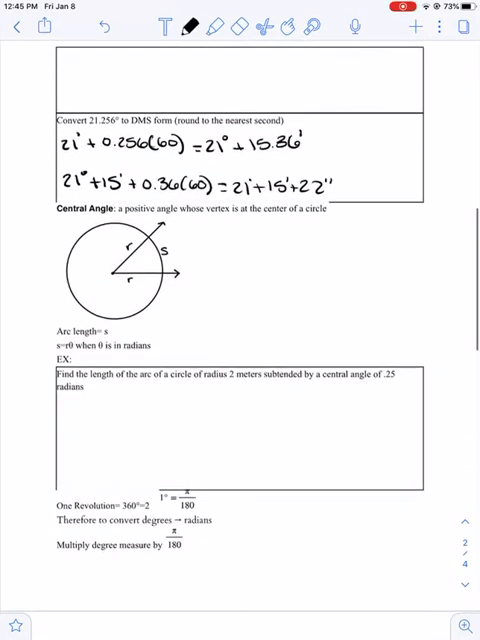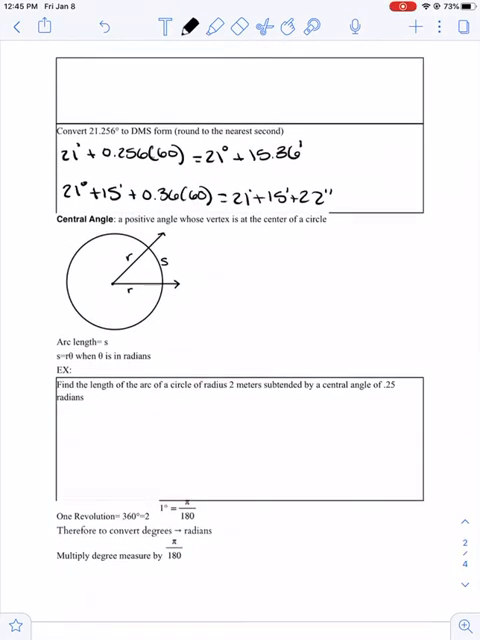All right, central angle. We learned a little bit about this back in geometry. So it's just remembering that formula. S equals R times theta. S is your arc length. R is your radius. Theta is that angle.